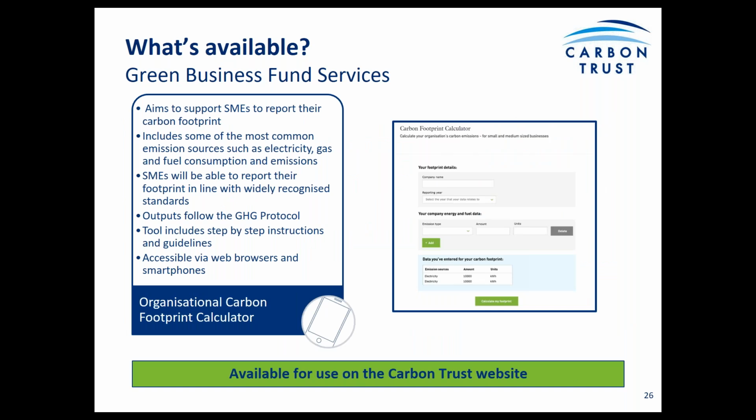The Green Business Fund has also more recently been developing a simple carbon footprinting calculator. This is aimed at supporting SMEs to reduce their carbon footprint through entering some common emission sources, including electricity, gas, and fuel consumption. And this tool is also now readily available via the Carbon Trust website.